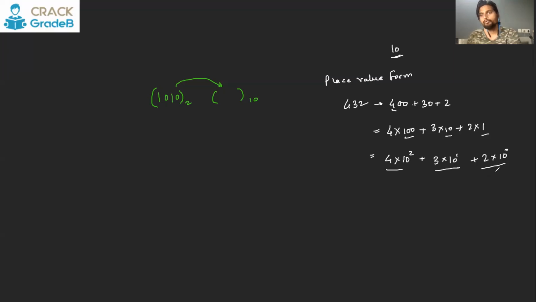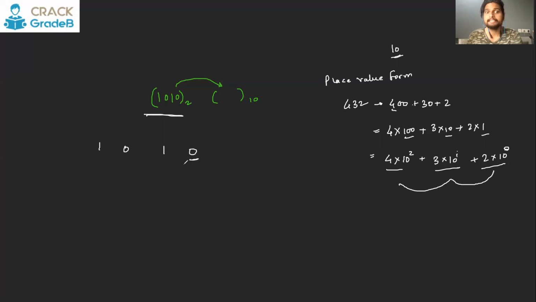So basically, we multiply with tens increasing power from rightmost side numbers. First power is 0, then 1, then 2. So same way we have to do here. This 1, 0, 1, 0.